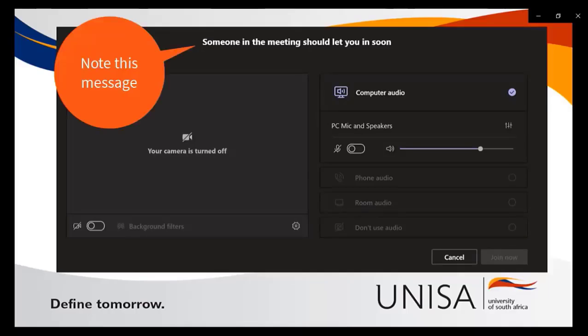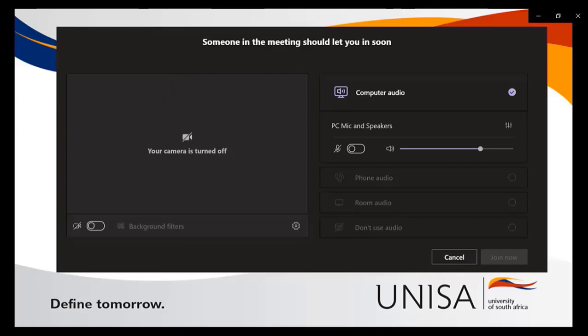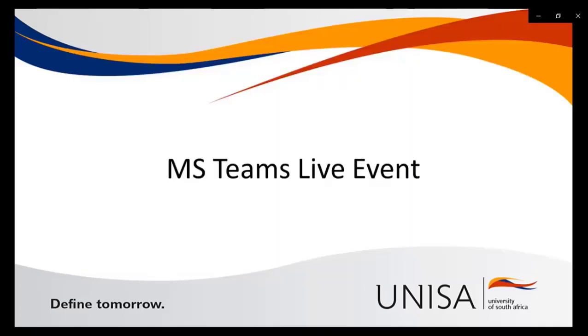Right, there's a new feature that's come on. When you're joining a meeting, someone in the meeting should let you in. Basically, this is done by the organizer to make sure that only people that are invited are allowed to attend. So what will happen is the organizer will receive a message indicating you would like to join, and if he approves it, then the Join Now button will become active.